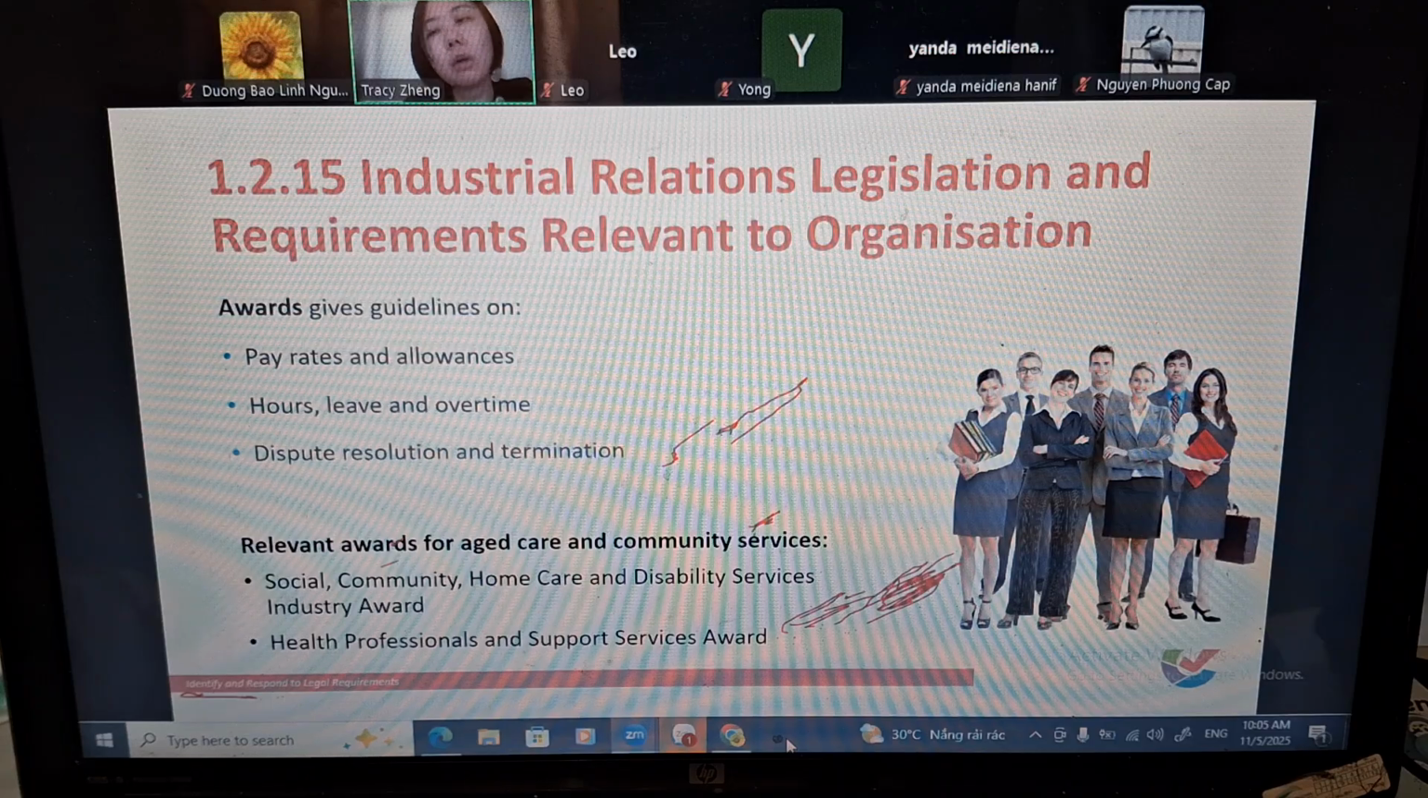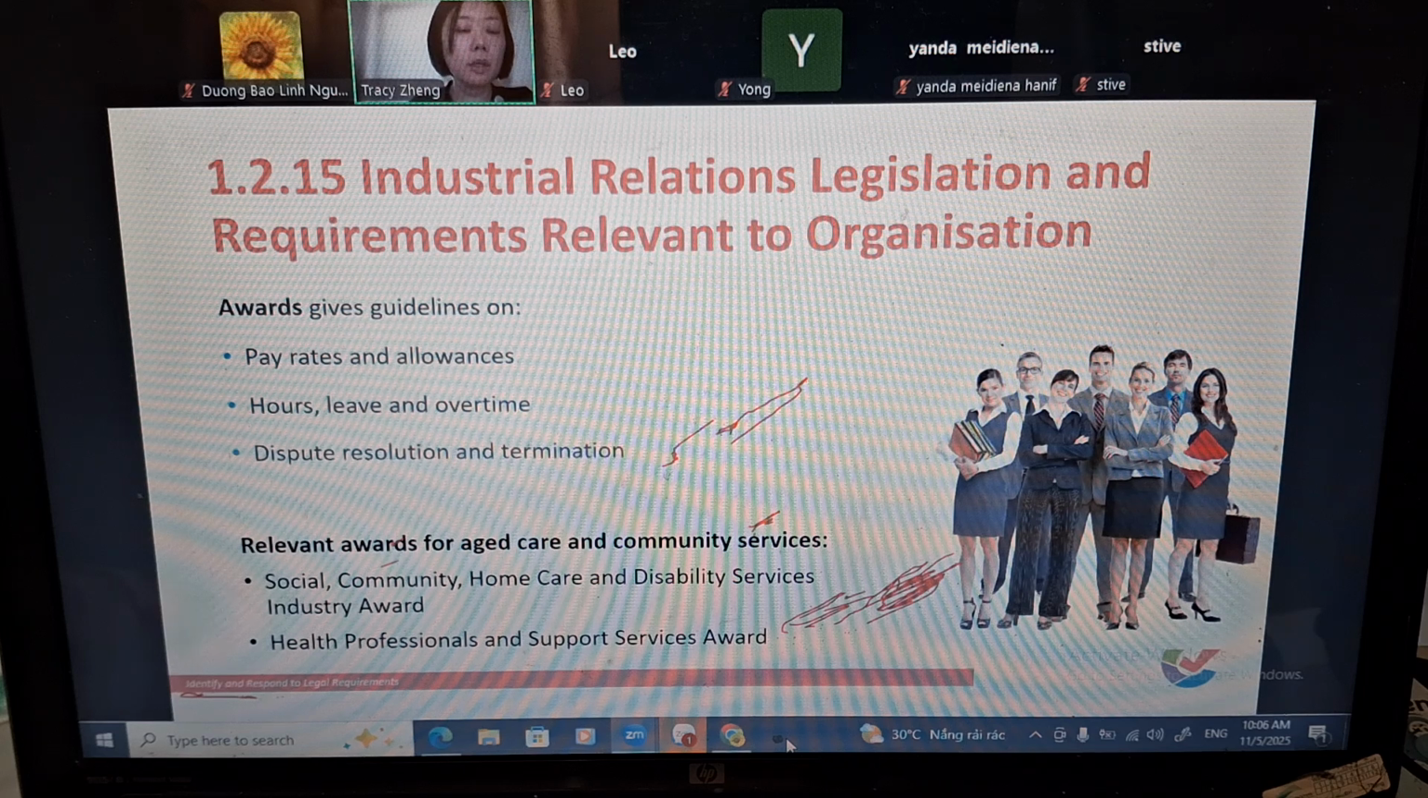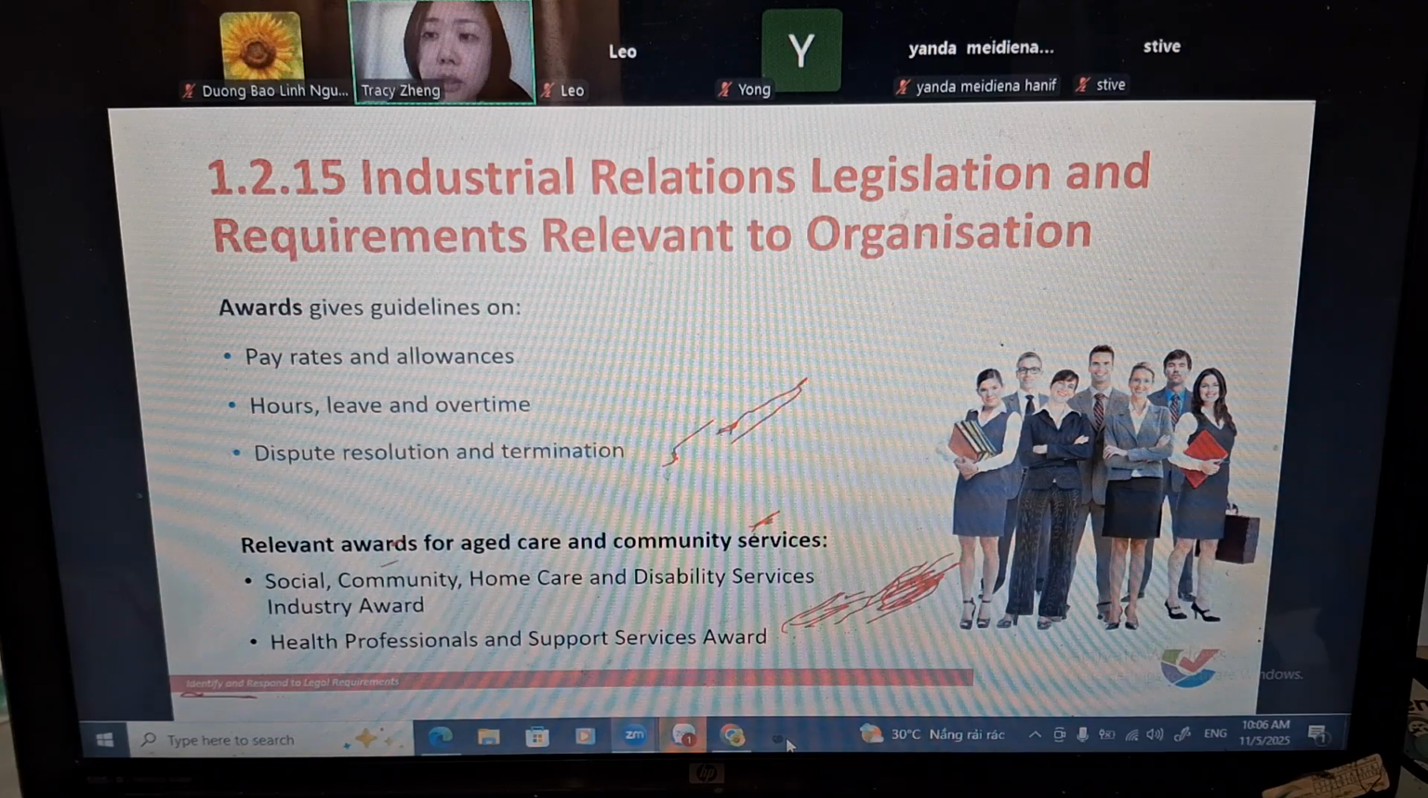Either it's the nurses award or an enterprise agreement, depending on the organization, right? And the relevant award for aged care, community services, as we say, also including social, community, home care, and disability service industry award, that probably applies more to working in home care or disability services. And also the Health Professional and Support Service Awards, that would probably be relevant to the physio, doctors, or some of the nurse practitioners, etc.